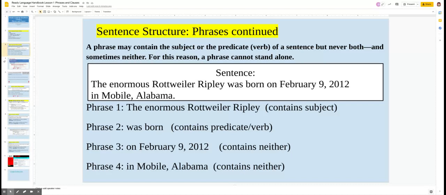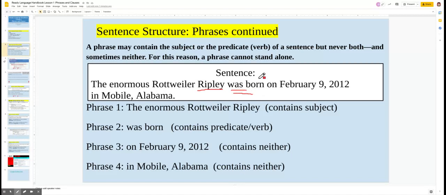So our example, and you were writing down the example, is: The enormous Rottweiler Ripley was born on February 9th, 2012 in Mobile, Alabama. So our very first phrase has my subject, guys, and we underline the subject of a sentence once, in case you don't know that. Ripley is my subject, so we're going to underline Ripley. And she was born. My verb is was.